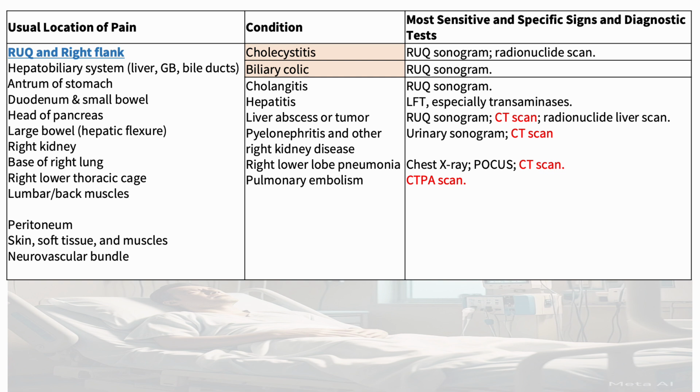But of course, other tests might be needed, like liver function tests and liver enzymes in hepatitis. CT scan if you need more details in certain pathologies like masses, tumors, abscesses, and all that. And also, if you suspect more complicated pyelonephritis, you might need a CT scan. And of course, you need some other extra-abdominal imaging to make some diagnoses, like in right lower lobe pneumonia. Starting with a chest X-ray is good, but sometimes you might need ultrasound and CT scan. They're more sensitive. And for pulmonary embolism, you might need a CT PA. So that's mostly what you're going to see in right upper quadrant and right flank pain.